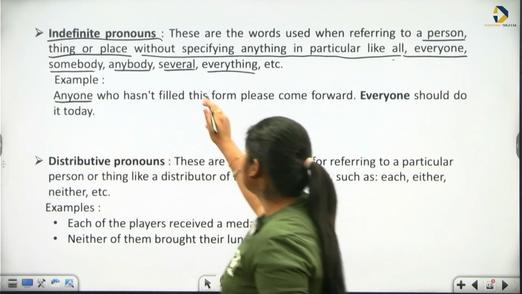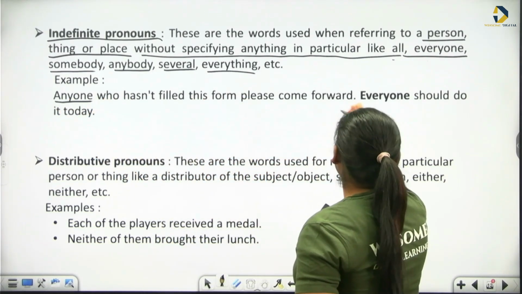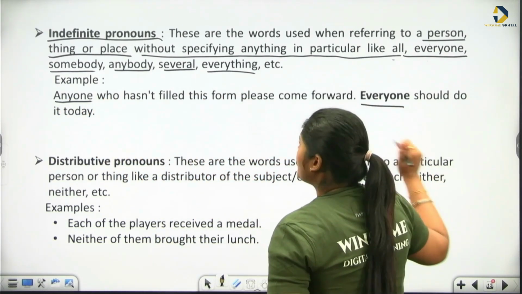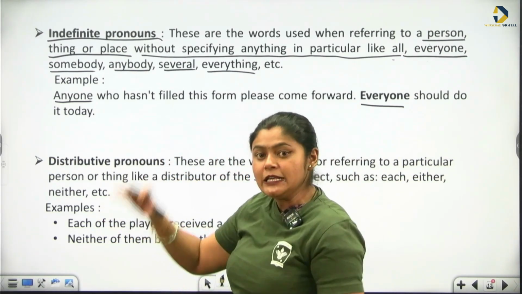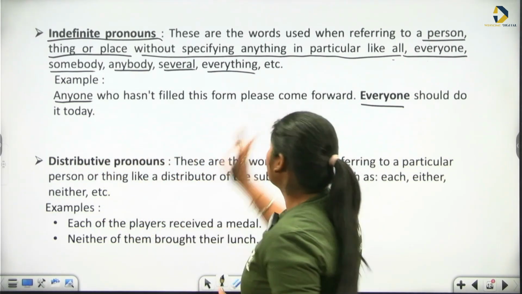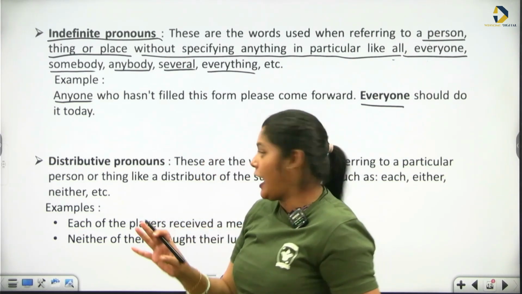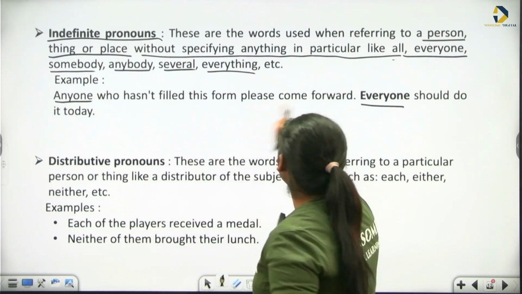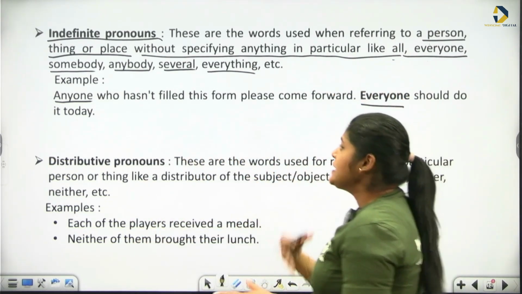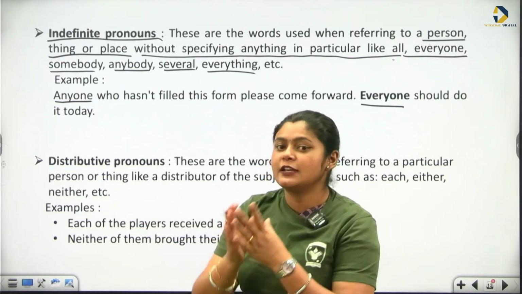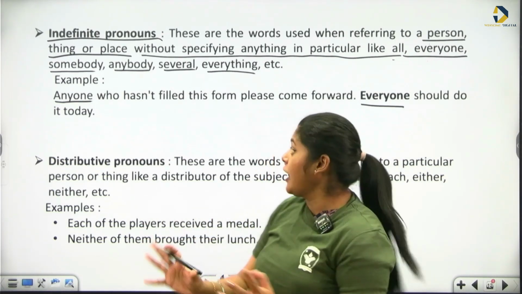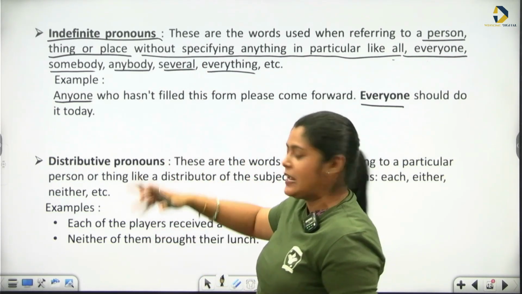Now see example. Anyone who hasn't filled this form, please come forward. Everyone should do it today. Anyone means किसी ने भी अगर फॉर्म फिल नहीं किया है तो everyone, सबको आज लास्ट है, आज करना है. So when we use anyone, everyone, all, somebody, several, anything, जब हम किसी एक particular person, name, place को signify नहीं करते हैं, then we use an indefinite pronoun.